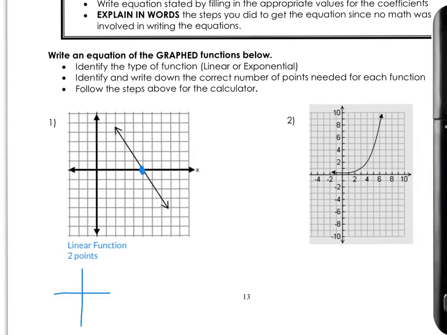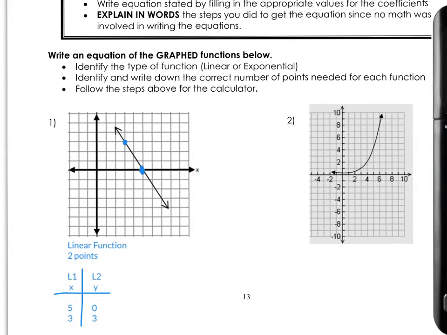So I could see over 1, 2, 3, up 1, 2, 3. That looks like a good point also. So I found my 2 points. Remember, 2 is enough to go ahead and write the regression. Now, if you wanted another, it wouldn't be a problem. So if you want to always do 3, that would be fine also. You just need to make sure that when you have an exponential, you show 3 points. Like I said, if you want to just always show 3 points, that would be absolutely fine also.